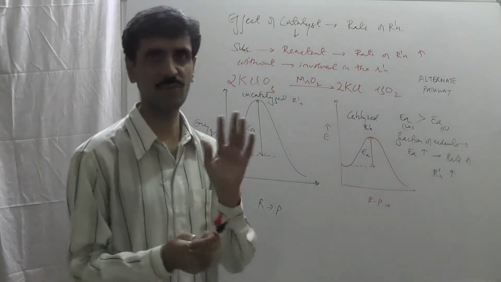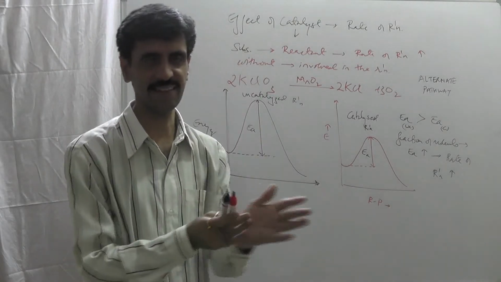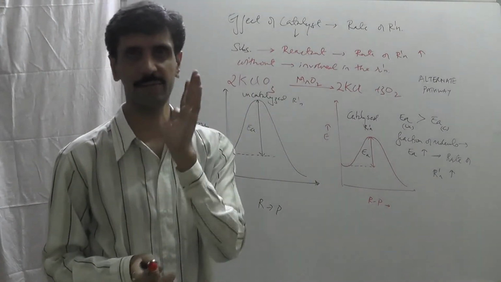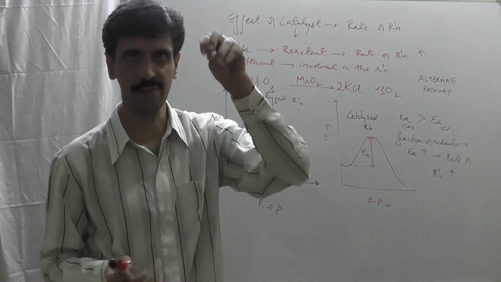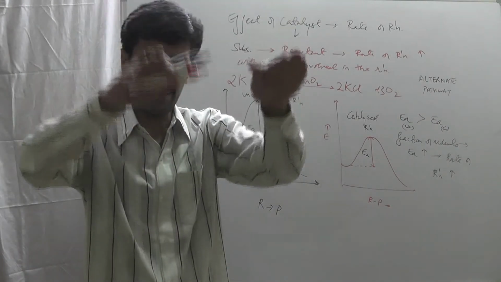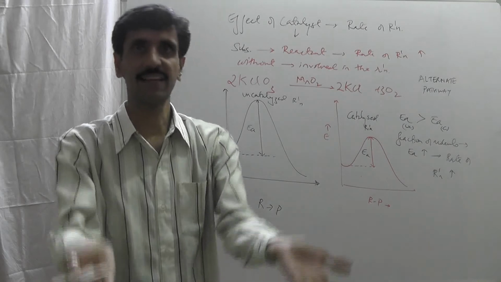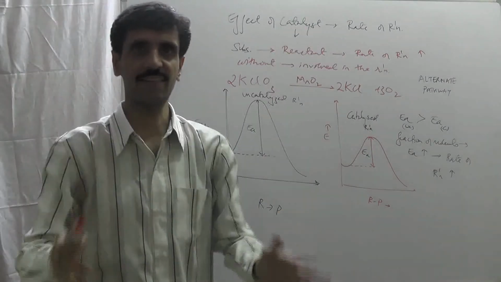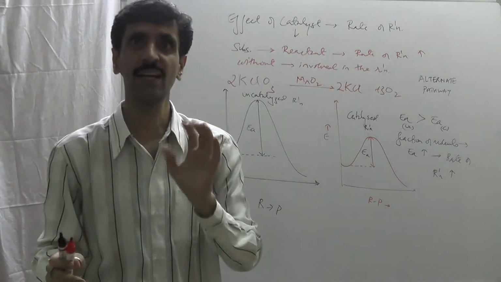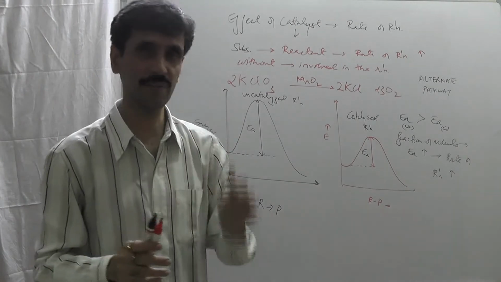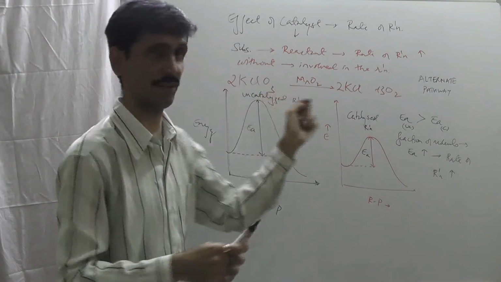Okay, so this is what it is. Catalyst has a direct impact on the rate of the reaction. With the addition of the catalyst, energy of activation decreases and the rate of the reaction increases. This is a very simple concept with respect to the effect of catalyst on the rate of reaction.